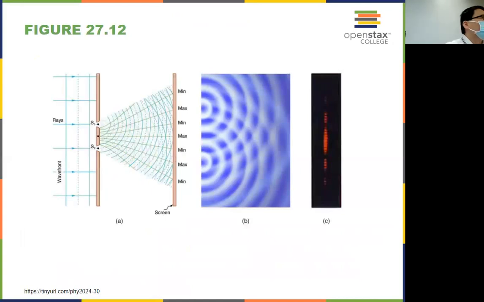This is a top view. If you have slits over here and rays hit here, then you'll see interference over there. So this is what happens on the screen. This is before it hits the screen. If you are using red light here, then you'll see that.